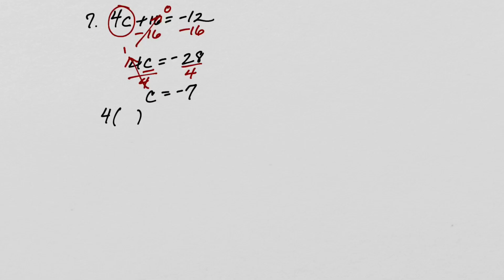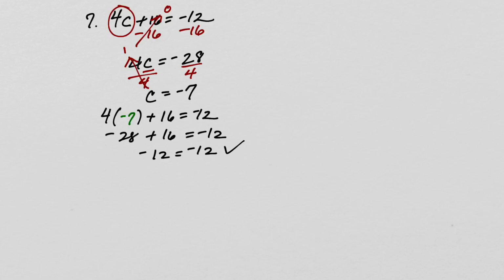Let's go ahead and check by writing down the equation, substituting in our value, and now just calculating. Negative 28 plus 16 equals negative 12. Negative 28 plus 16 is negative 12, and it checks out. Number 8.